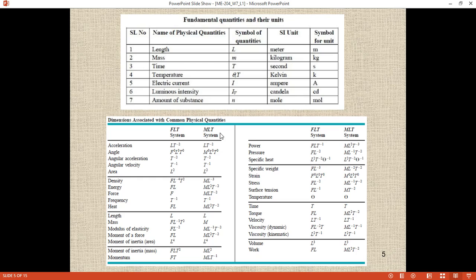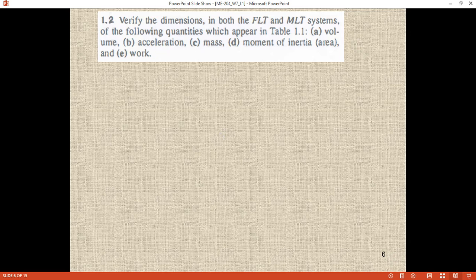Let's do some examples. For example, verify the dimensions in both the FLT and MLT systems of the following quantities which appear in table 1.1. Number 1, the volume, which we have just discussed; we will verify what we calculate from here. We have to verify acceleration, mass, moment of inertia, the area, and work.